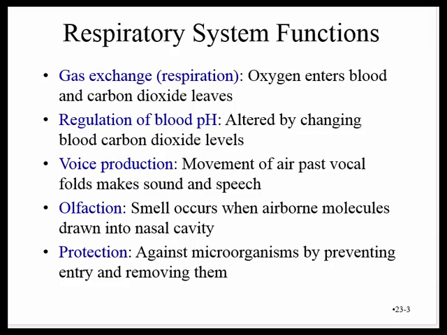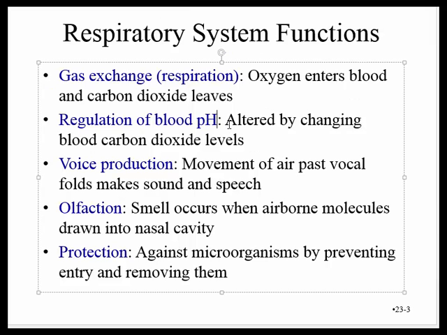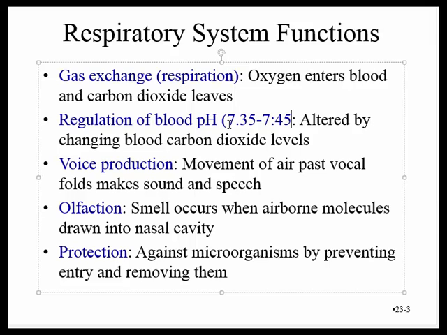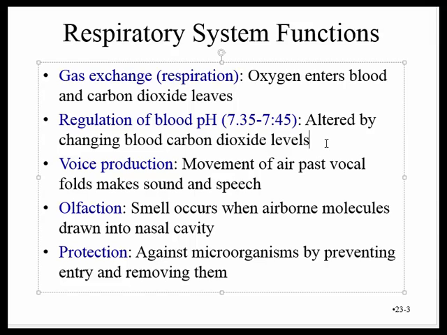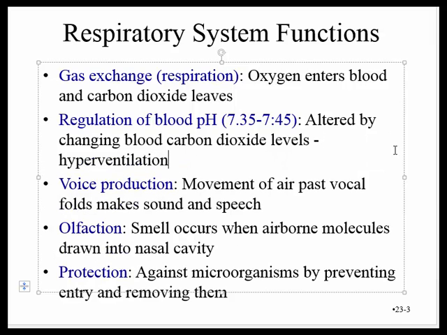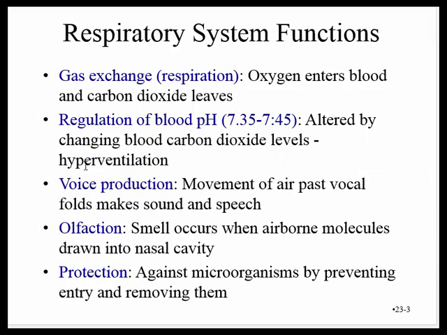It's really important that our blood pH remain between the levels of about 7.35 and 7.45. The way that our respiratory system can regulate blood pH is simply by changing the carbon dioxide levels in the blood, and one of the ways that we can do this is through hyperventilation, so the old breathing into the paper bag trick, and we'll talk about that a little more later.